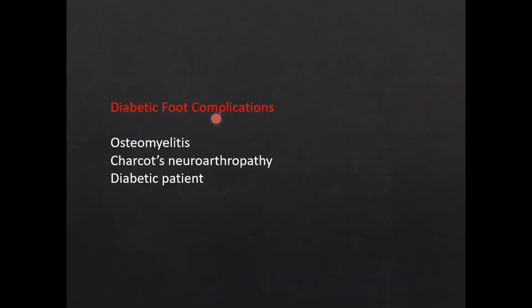So diabetic foot, what are all the things? Complications. It can lead to osteomyelitis, Charcot's neuroarthropathy, in the diabetic patients.